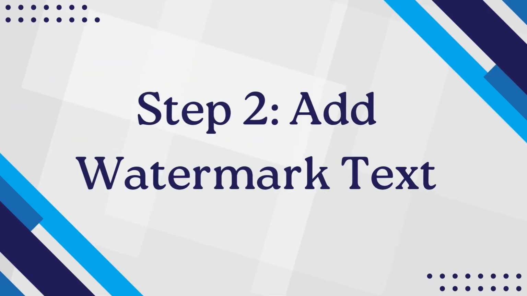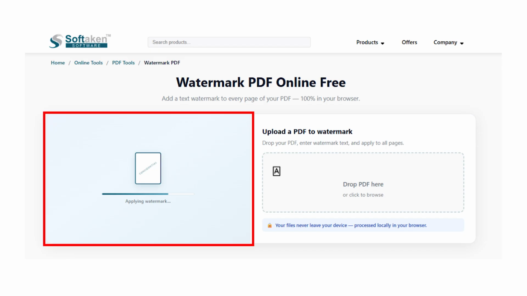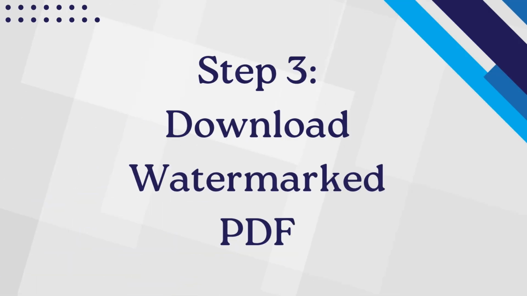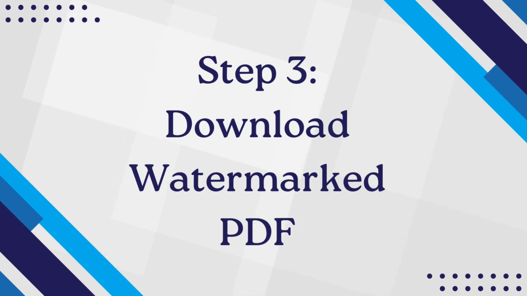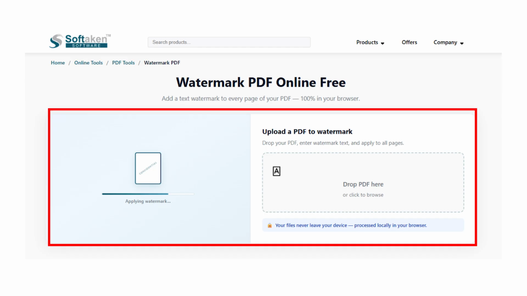Step 2: Add watermark text. Enter your watermark text and customize the font size and opacity as needed. Step 3: Download watermarked PDF. Apply the watermark and download your protected PDF file instantly.